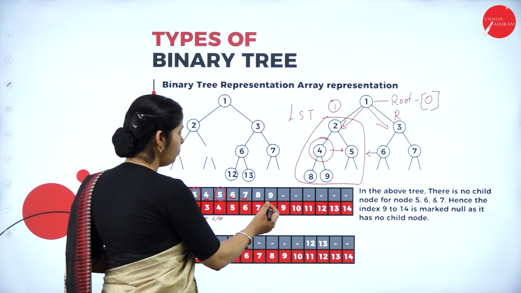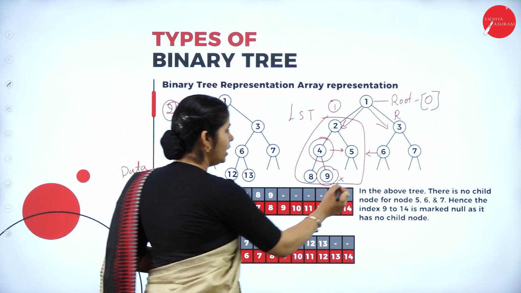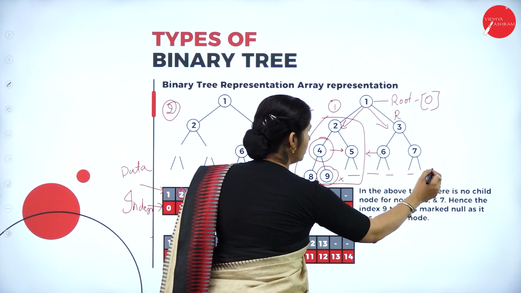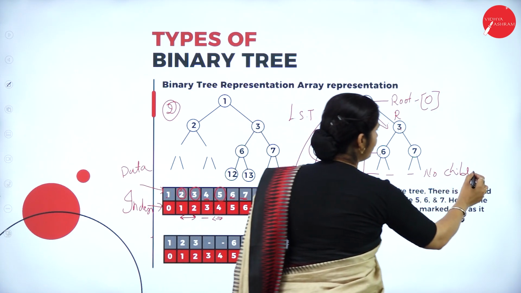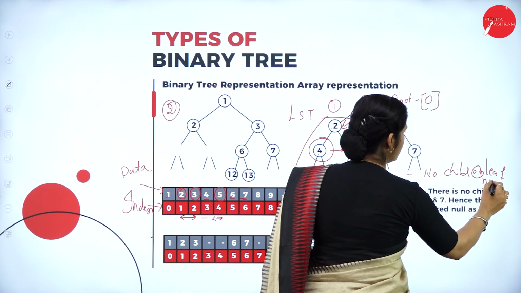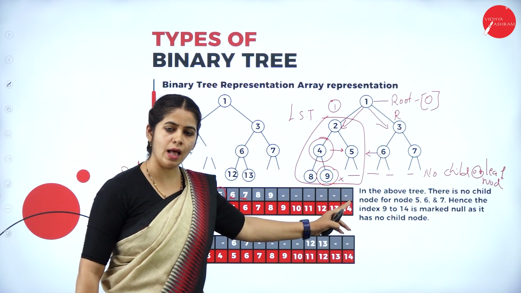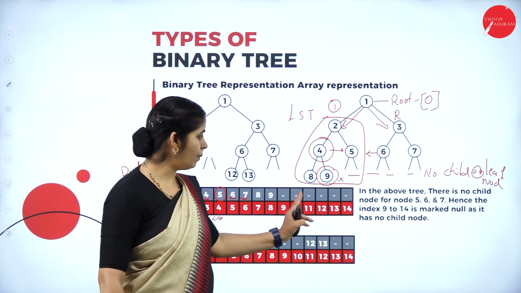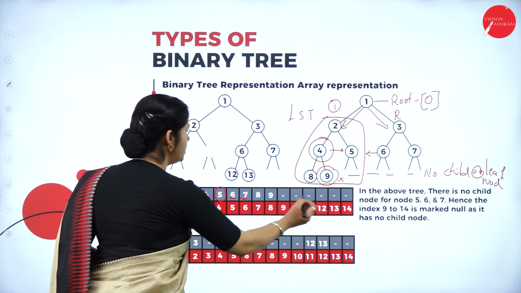Here you can see at the node 9, we don't have any children. Here also no children are there. No child, or leaf node. So what do we have to do? We have to represent it as null. Okay, we have to represent it as null. So this is a continuous representation.